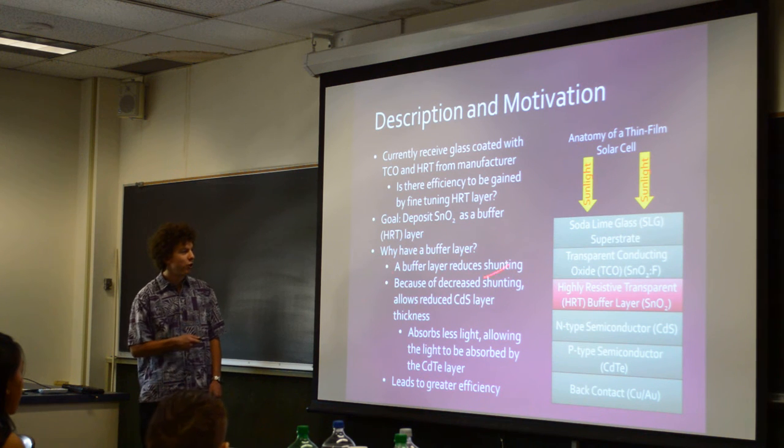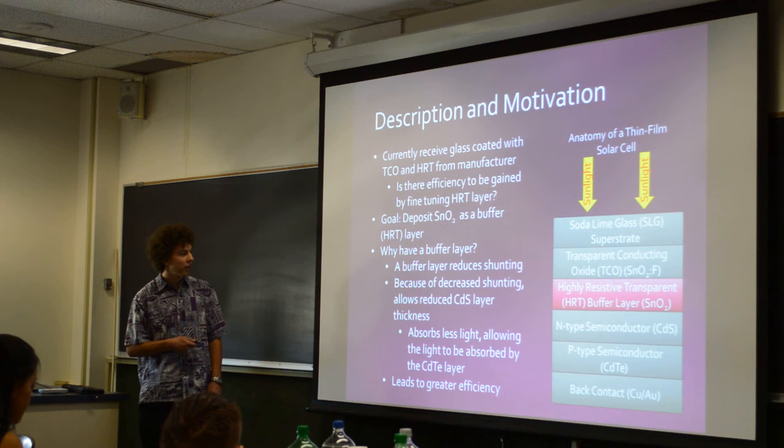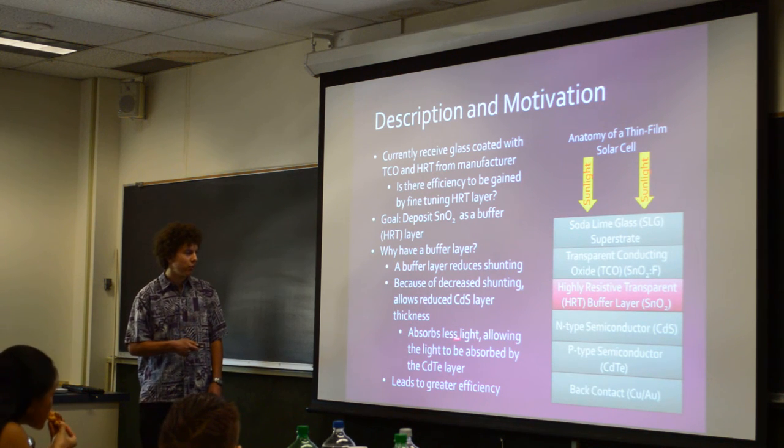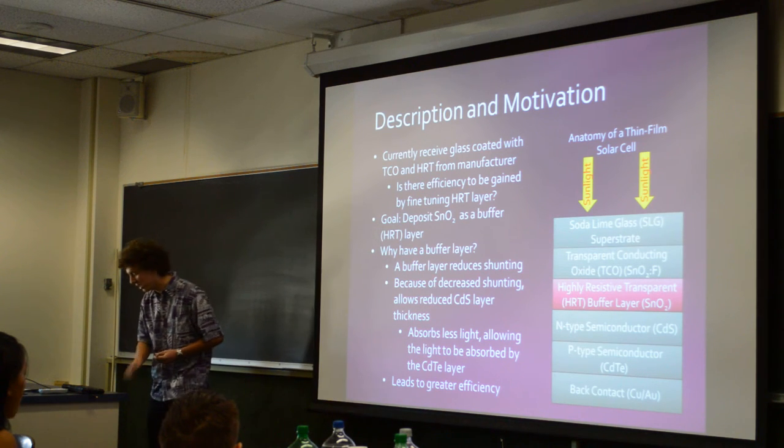So it reduces shunting. Because of this decreased shunting, it enables us to use a thinner CdS layer. And then the CdS will absorb less light, allowing it to go through to the absorber layer of the CdTe, leading to greater efficiency. So that is why we need a buffer layer.